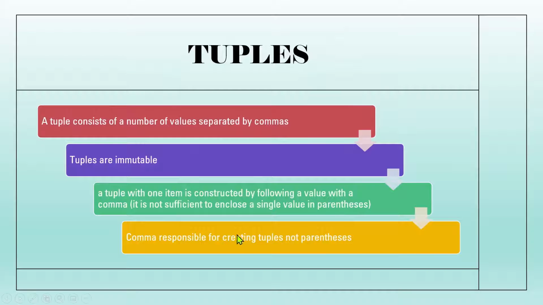So the next point follows from that one, where it says commas are responsible for creating tuples, not parentheses. One important point with regard to tuples is that they are considered to be more efficient with regard to memory. Why? Because if we talk about lists, Python will reserve an extra memory block just in case we append to the list, right? We can append to lists. But since we cannot append to tuples, Python does not reserve that memory block. And that makes tuples more memory efficient.